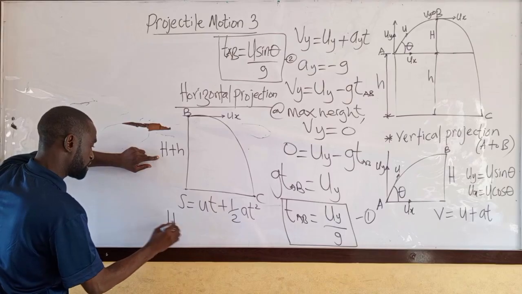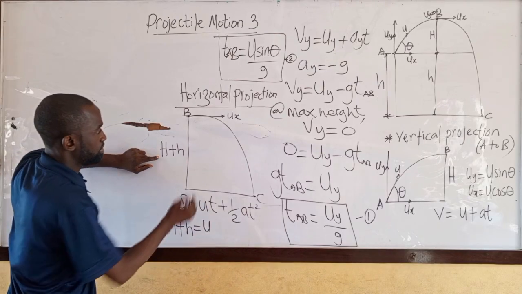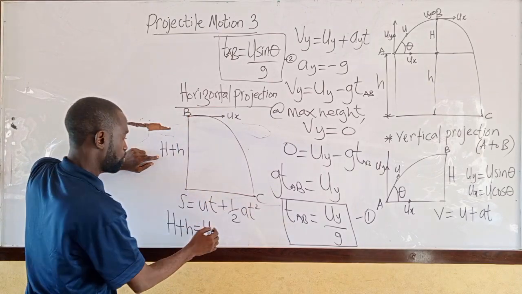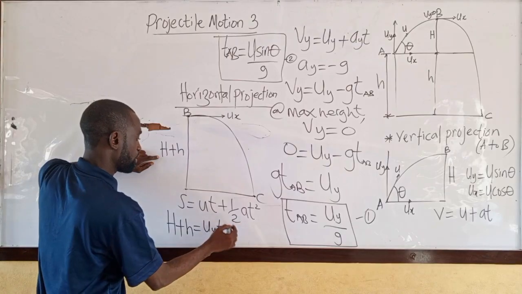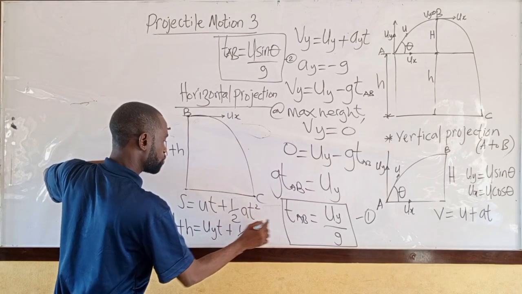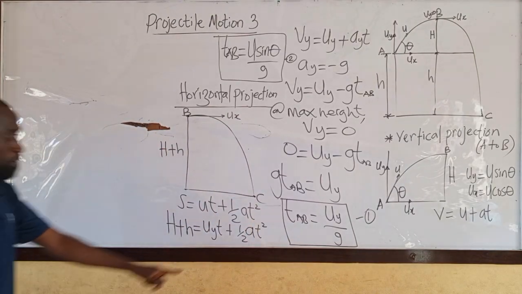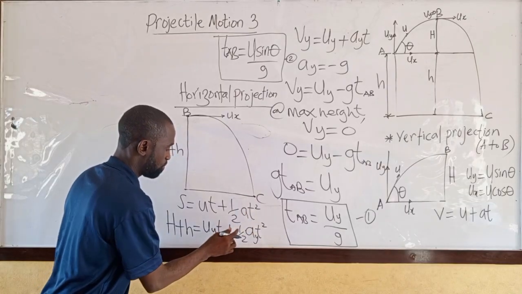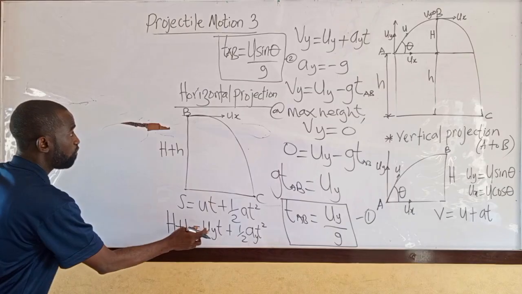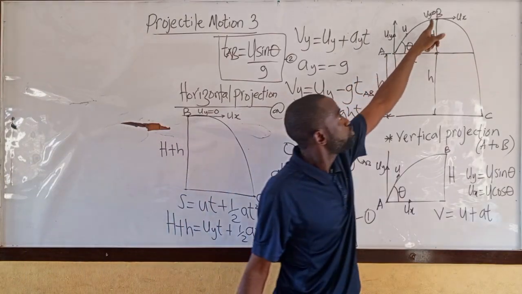So we have H plus h equals u of y t plus half a of y t squared, in the vertical plane, since it's coming down vertically. Are you with me? So what's the next thing? Because it's coming down vertically, we have a of y. Let us forget a of y for now. u of y at this place, like we said, equals 0. At this point our u of y equals 0.